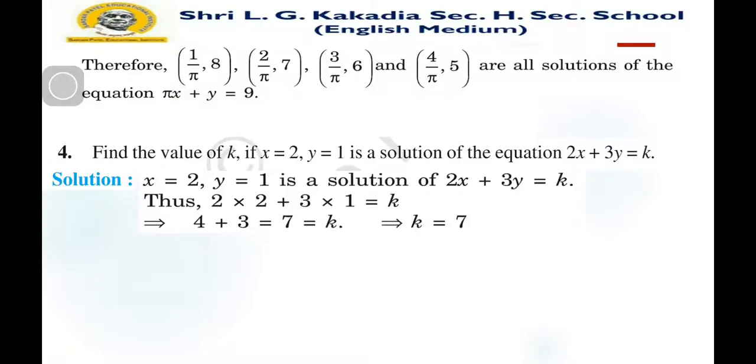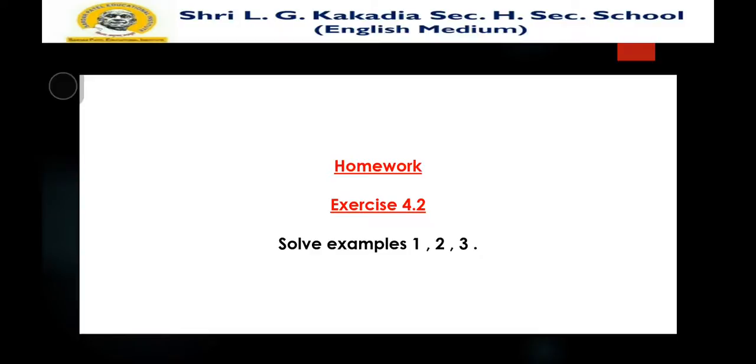So by this way you can find infinitely many solutions of a linear equation, and also you can find an unknown value, as given here k, by putting the values of x and y if x and y are a solution of the given linear equation. So let's solve such examples from exercise number 4.2. Examples 1, 2 and 3 given there are similar to the given example. Let us solve them.